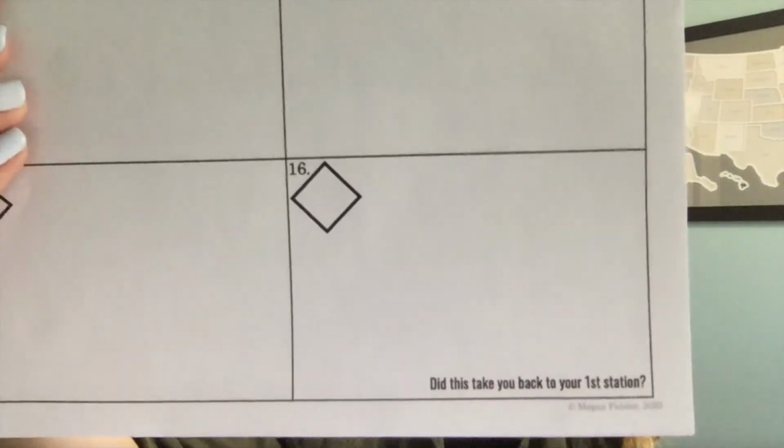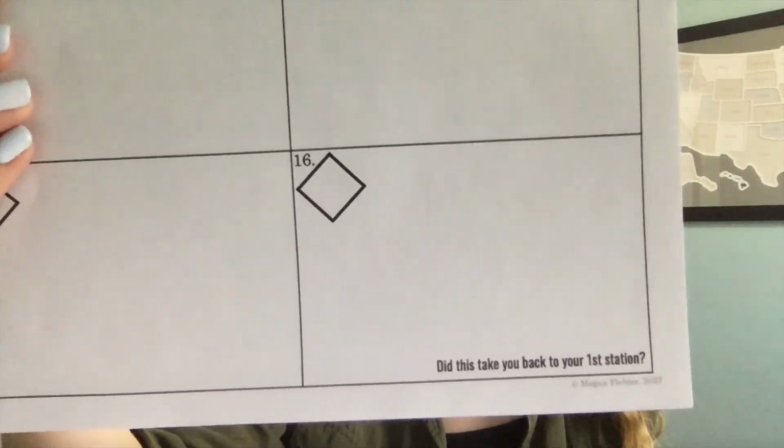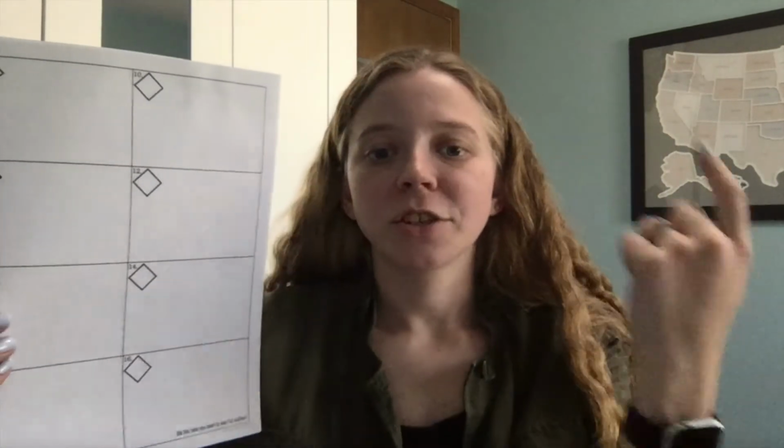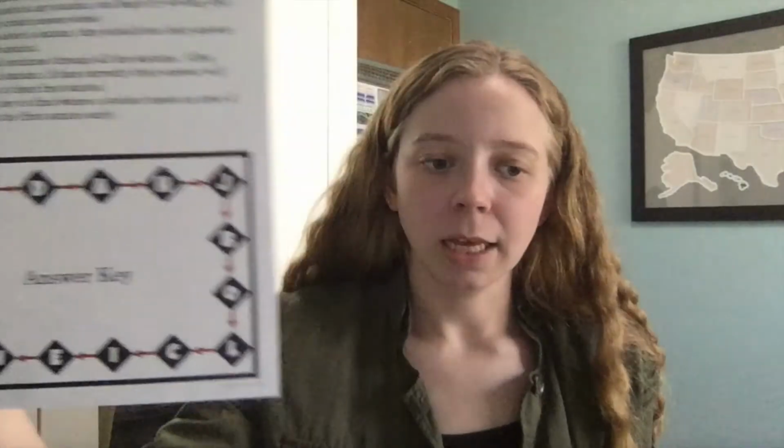When they get to the end, the last station says, did this take you back to your first station? If they do everything correctly, when they get to the end, it should circle back to wherever they started. Which brings me to the answer key. The answer key to this looks like this.